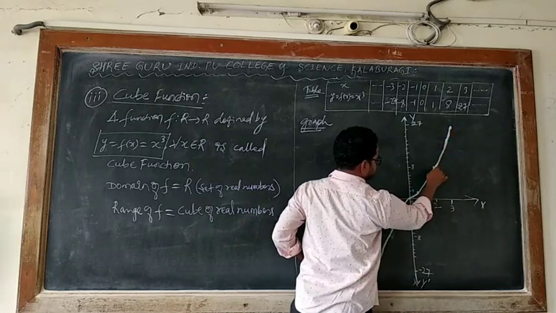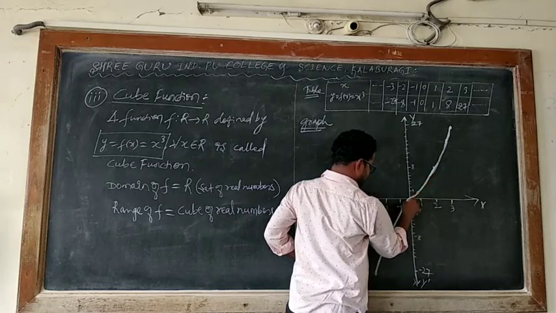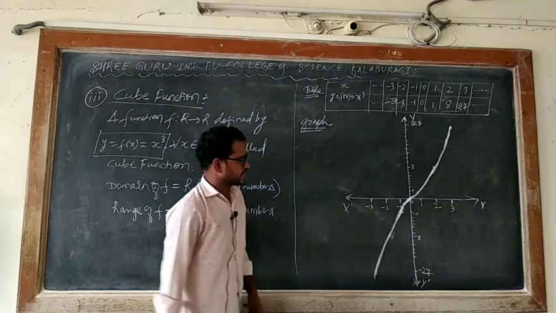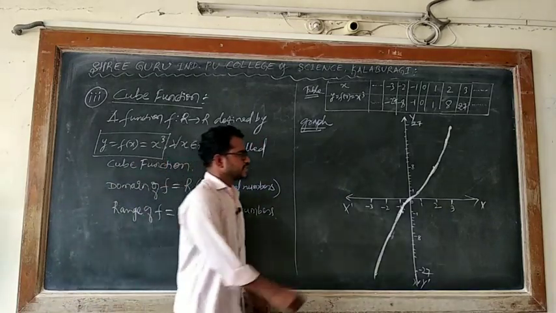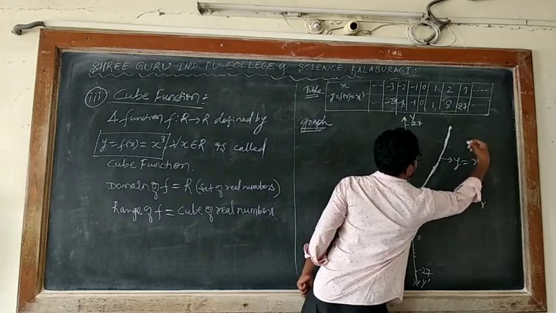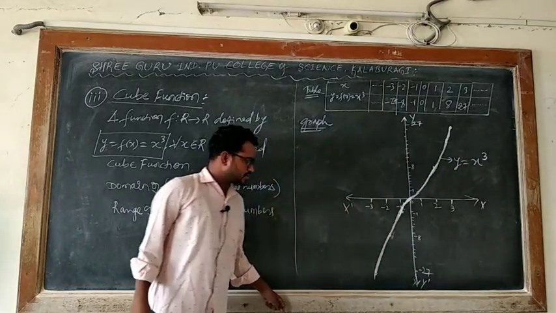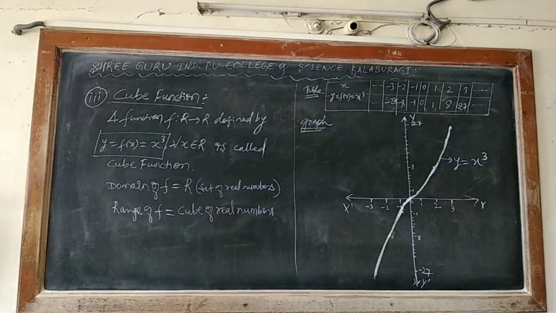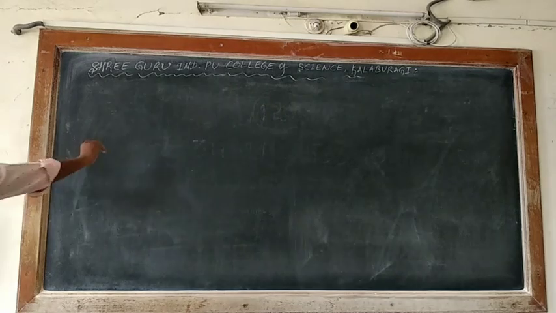It's a curve. This is the graph of what? Cube function. Y is equal to x cube. Domain is what? Set of real numbers. What is the range? Range is the set of real numbers. This is the third graph. Now draw the fourth one.